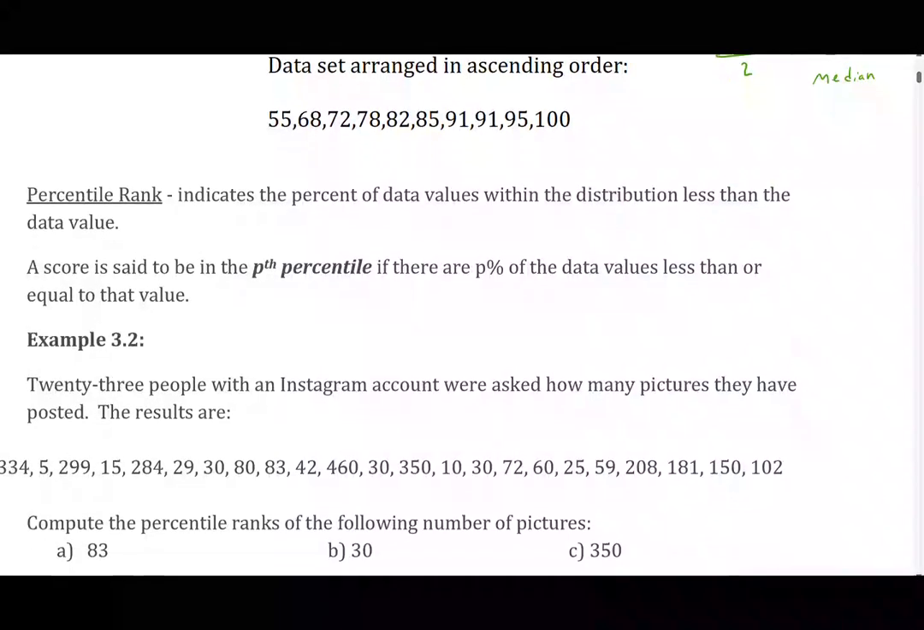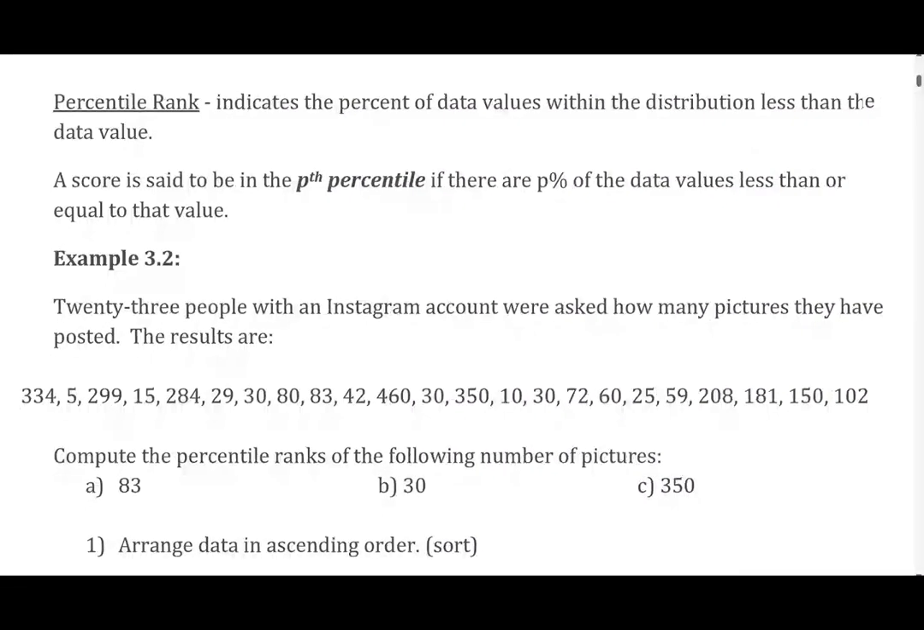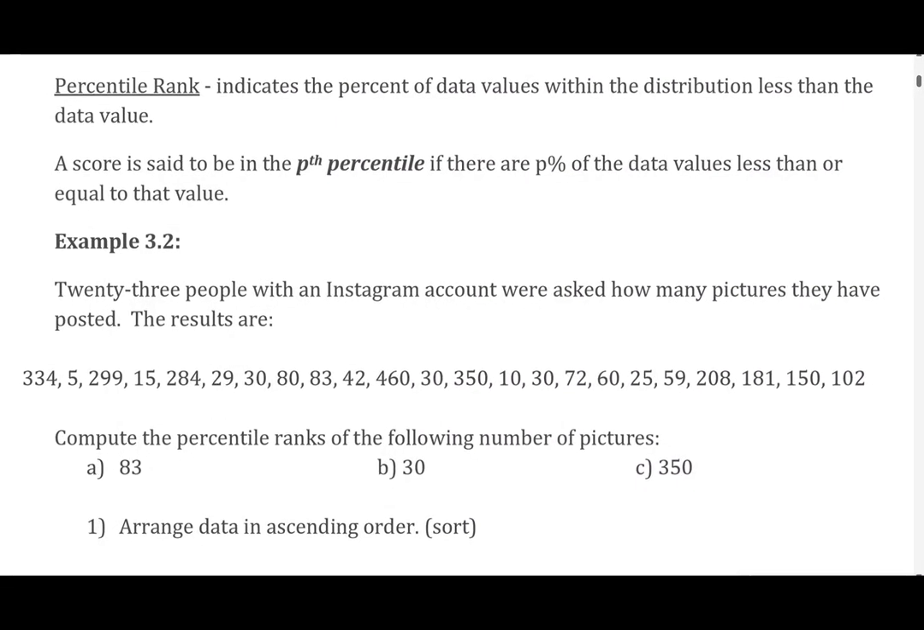In addition to the median, we can talk about the location of data within a data set as their percentiles. A percentile rank indicates the percentage of data values within the distribution that are less than the given data value. Technically, they're less than or equal to the given data value. A score is said to be in the pth percentile if there are p% of the data values less than or equal to that value.